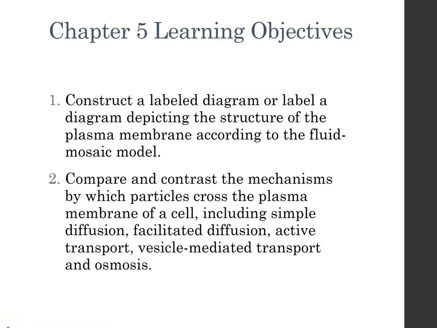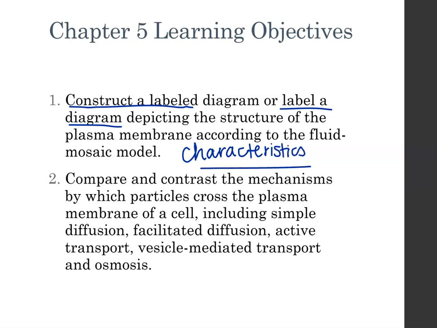So the goals for Chapter 5 are to recognize the structure, components, and characteristics of the plasma membrane. So I might ask you to construct a diagram of that plasma membrane, or I might ask you to label a diagram. So you're going to want to be familiar with all of the major structures and key components of the cell membrane. You'll also need to be aware of the characteristics of that membrane. And by this I mean physical properties.